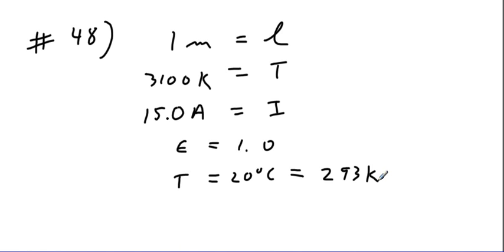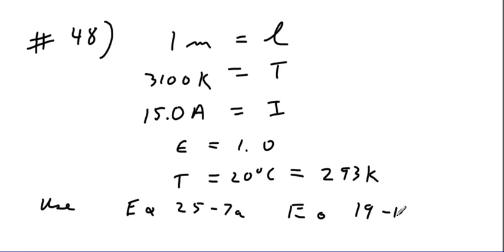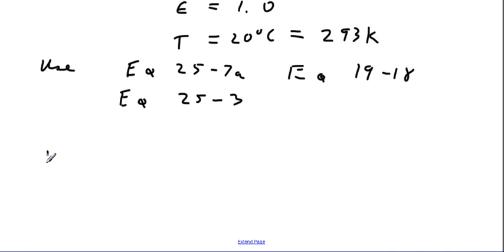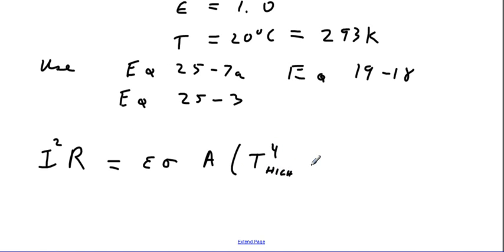Okay. So that being the case, we're going to go and look in that section. We're going to find that we're going to need to use equations 25-7a and equation 1918 and also equation 25-3. So those are the equations we're all bringing together, and we're going to say, well, I squared R is my power loss, and that's going to be the emissivity times sigma times the area times the temperature of the high guy to the 4th power minus the temperature of the low guy to the 4th power.